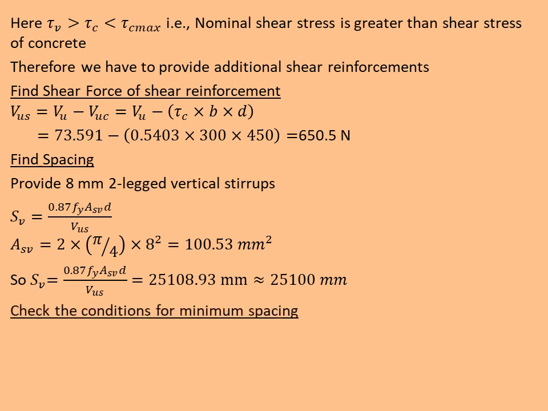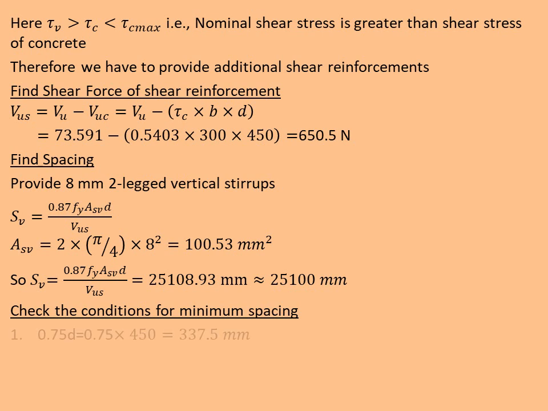Next we check the condition for minimum spacing. In my previous video I mentioned, when we find the spacing of vertical stirrups, it has to be kept minimum, else chances of maximum bending will take place and there will be a crack in the middle. So to avoid that, we decrease the spacing.